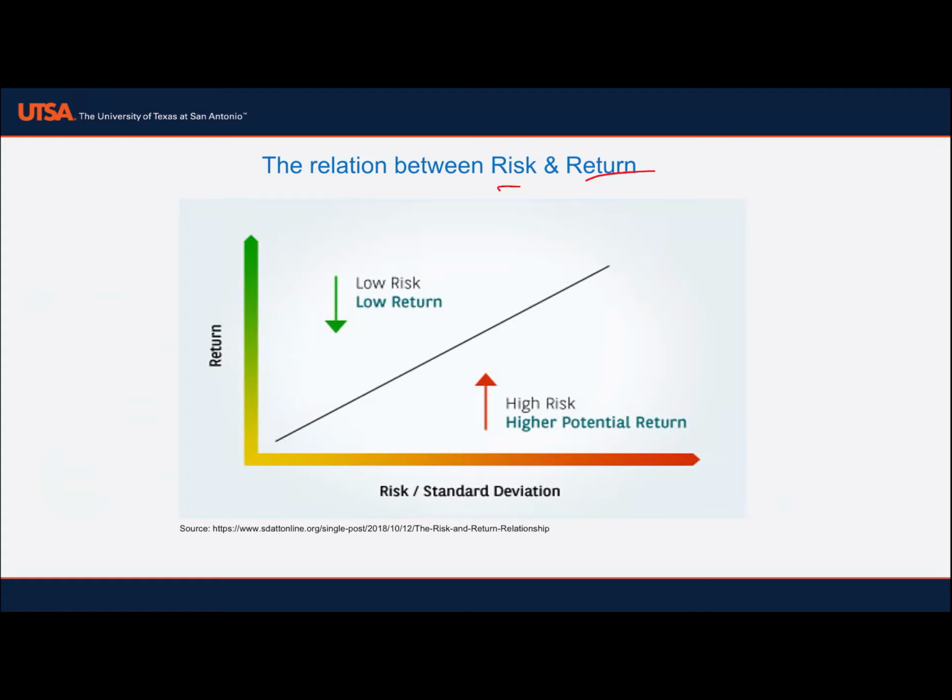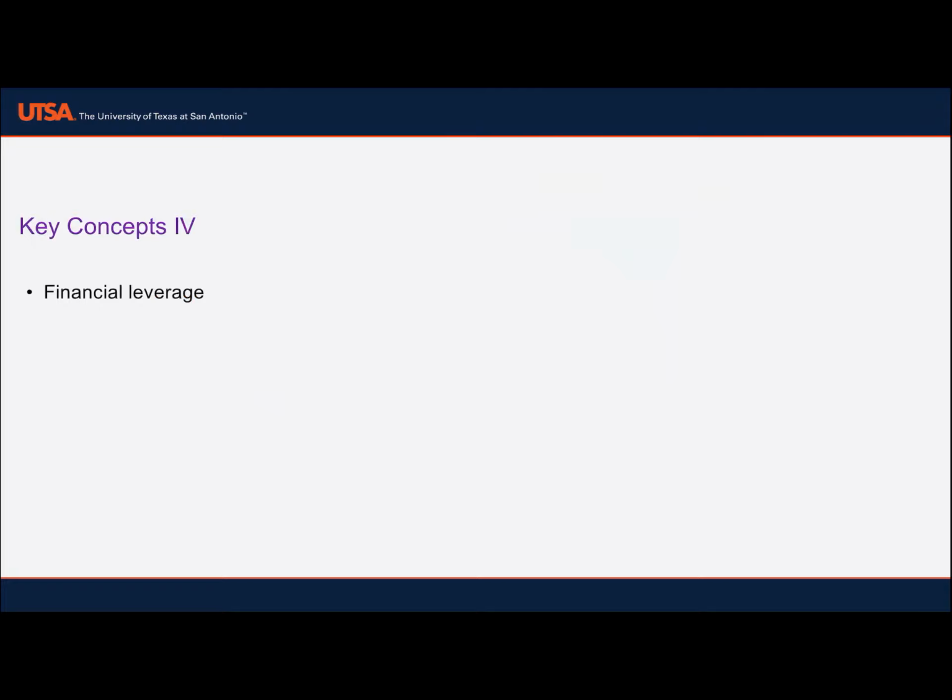Okay. So this figure shows the relation between risk and return, where the y-axis is return and the x-axis is risk. Risk means standard deviation, and the higher the risk, the higher the return. As you see, when the risk is getting bigger and bigger, your return is getting higher. And the fourth concept is financial leverage.